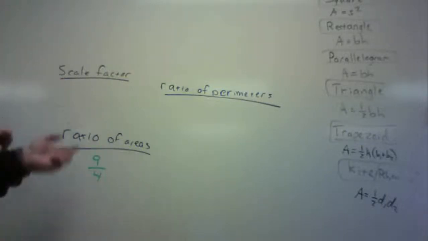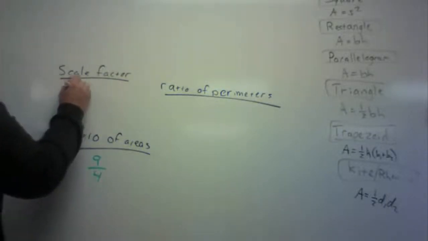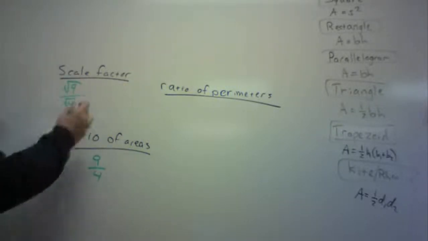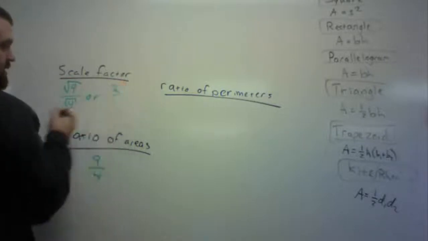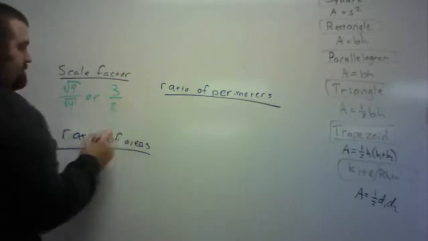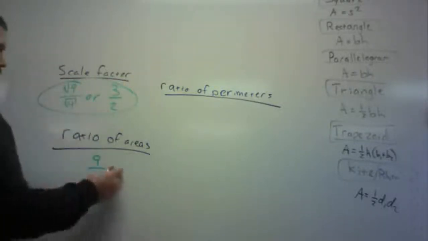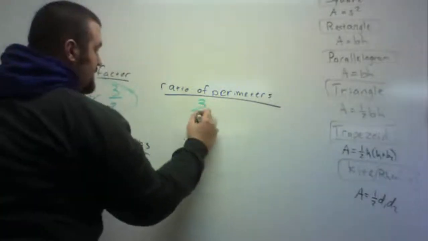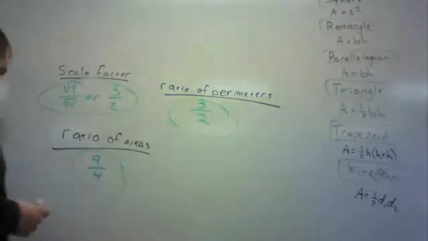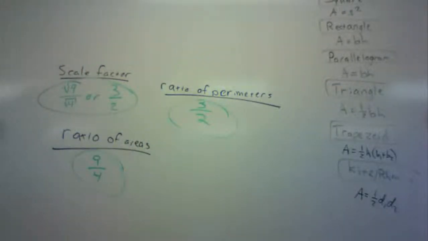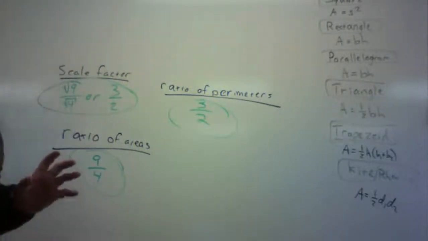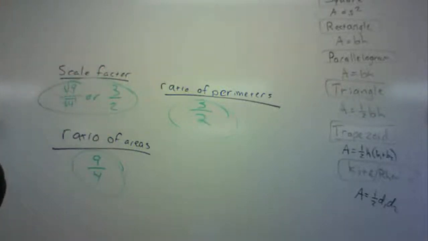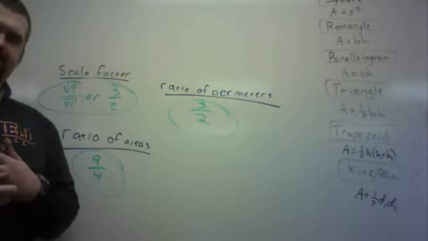Well, to go the opposite way, I have to do the square root. So this is the square root of 9 to the square root of 4. Or, in this case, because the square root of 9 is 3, and the square root of 4 is 2. And then ratio of perimeters is always the same as the scale factor, so 3 to 2. And there we go. We now have a way to compare the ratios of lengths and areas in similar shapes.